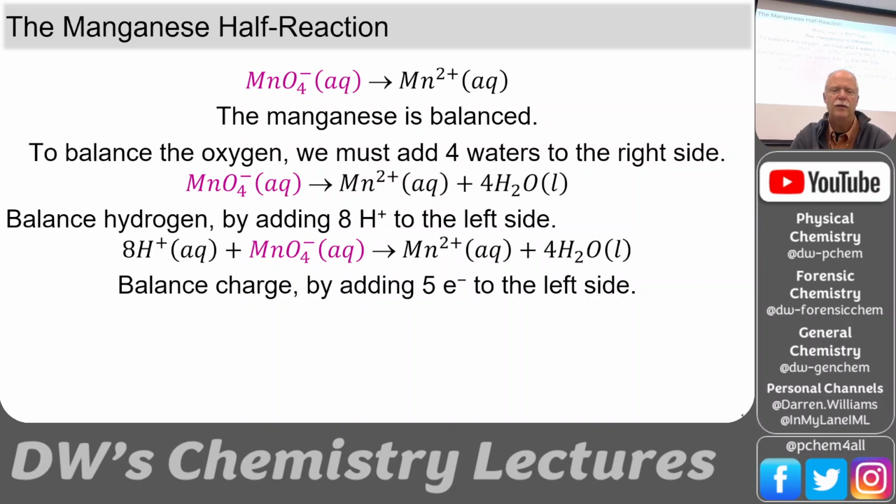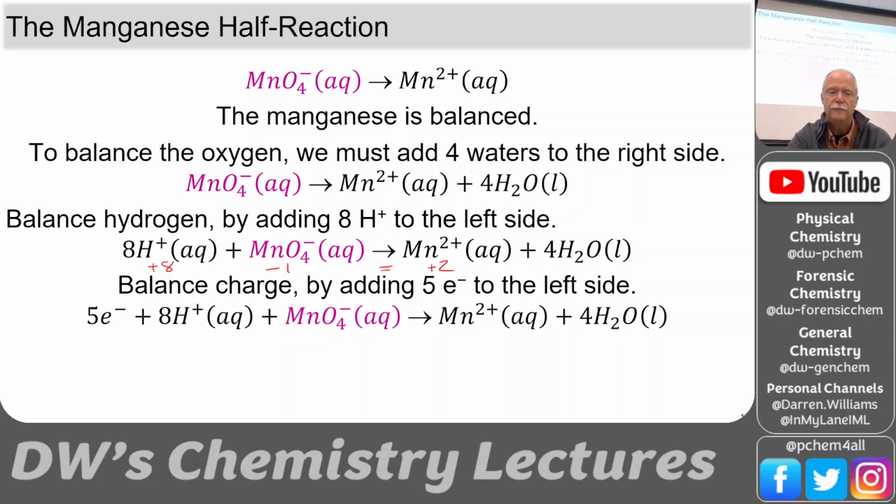So then we balance the charge. And so here we have 8 positives. We have a +8 here, -1, and we need that to equal +2. A lot of people will mess this up. They'll see a +8 -1, so they have a +7 on the left, and they think they need to add 7 electrons. But that would be taking it to 0. We're not trying to get to 0. We're trying to get to +2 to make it balanced. And so we only need 5 electrons on the left to make it a +2. And so our -5 +8 -1 is equal to +2. So our charge is balanced.